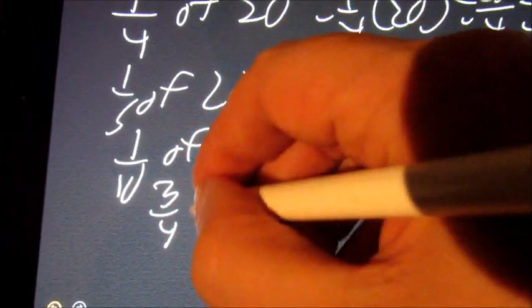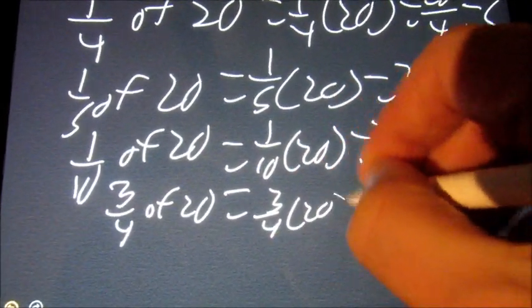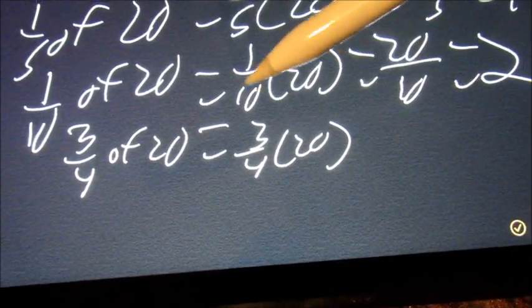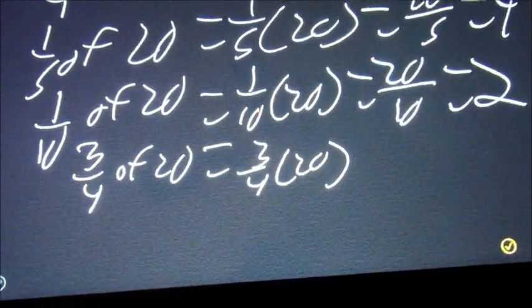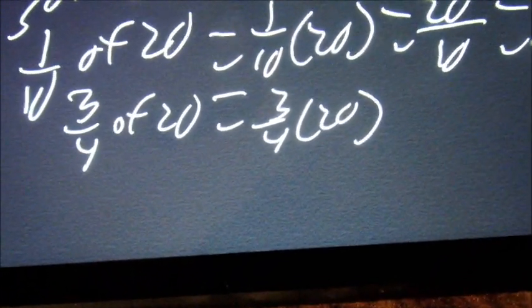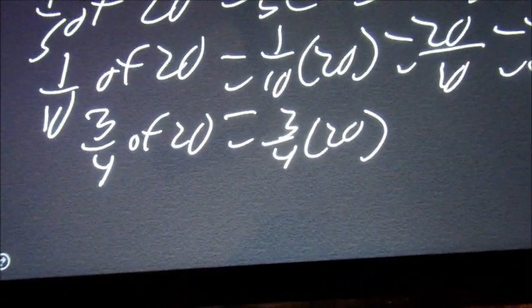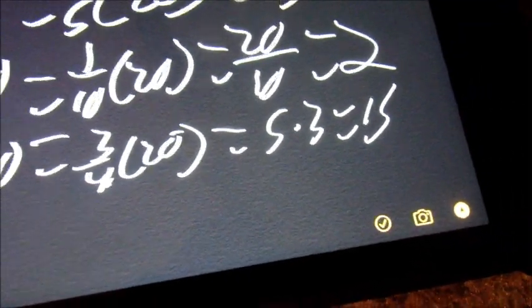Then if we have 3/4 of 20, that equals 3/4 times 20. Now you can do this two ways. You can either say 20 times 3 and then divide by 4, or you can say 20 divided by 4 and then times 3. I would probably get in the habit, if I were you, of doing the division first, because that's what we need to do when we are getting rid of fractions or simplifying anything. So I'm going to do that. 20 divided by 4 is 5 times 3, which equals 15.